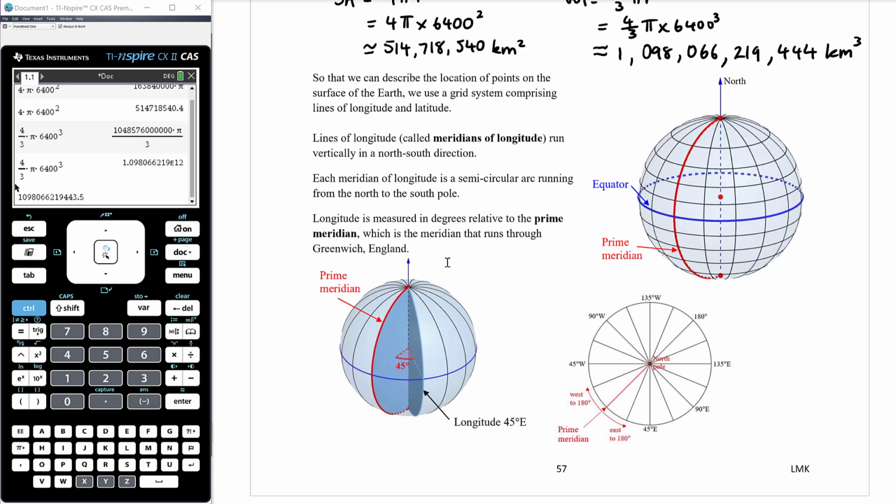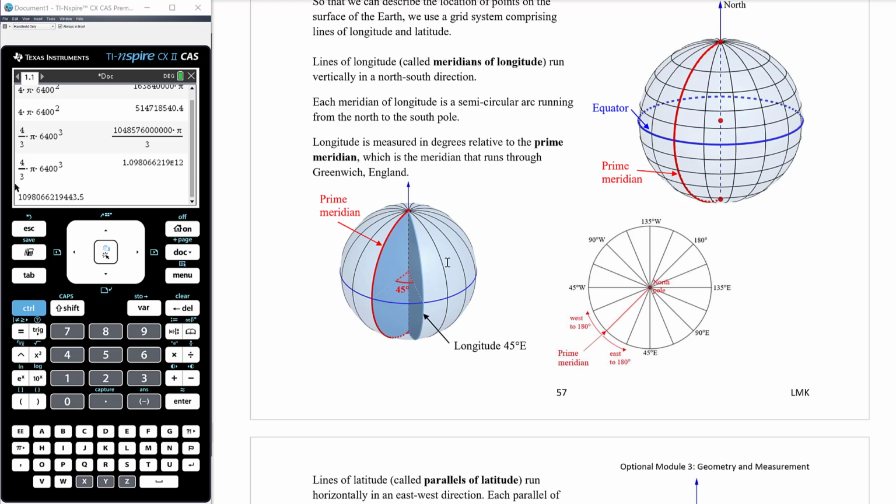Longitude is measured in degrees relative to the prime meridian, which remember I said is the meridian that runs through Greenwich, England. So all our east-west positions are measured relative to there. If we imagine the Earth from a bird's eye view, directly down from the North Pole as we just did in Google Earth, we're going to have our prime meridian running through Greenwich, England, and then we're going to measure our longitude in an easterly or westerly direction. And you remember we just saw that Melbourne was on a roughly 145 degree east line of longitude.